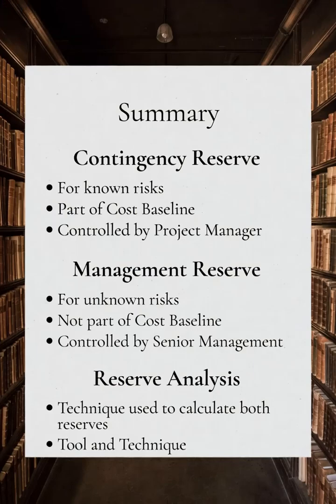Let's quickly summarize what we covered. 1. Contingency reserve is money set aside for risks you have already identified. It is part of the cost baseline and controlled by the project manager. 2. Management reserve is money set aside for unknown risks. It is not part of the cost baseline and is controlled by senior management.